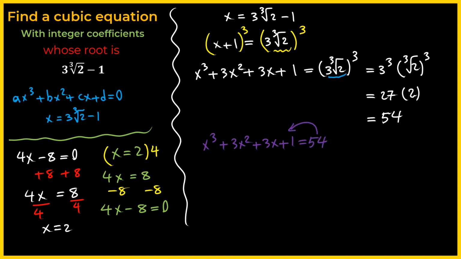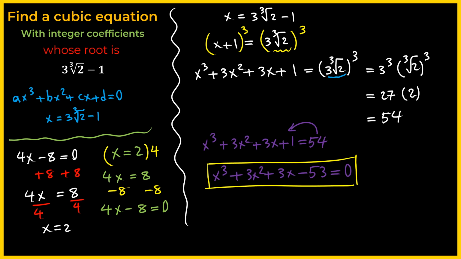And now if we move this to the left-hand side, we should get x cubed plus 3x squared plus 3x minus 53 equals 0. So this is our cubic equation with integer coefficients whose root is 3 times cube root of 2 minus 1.